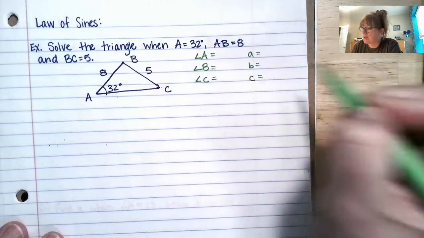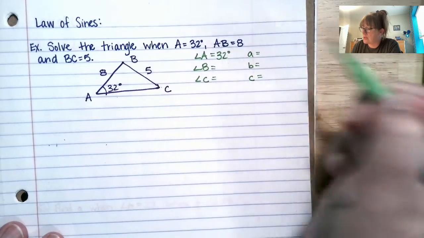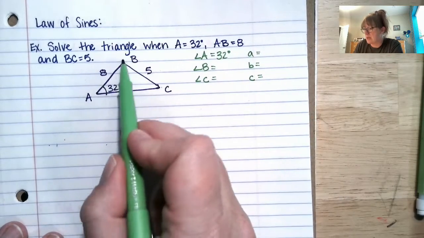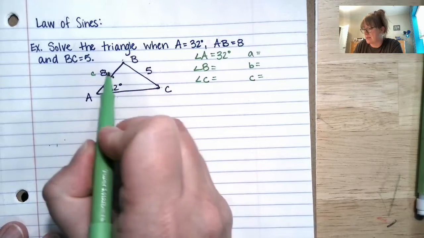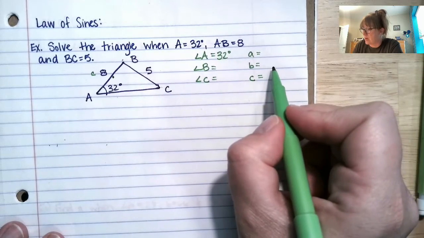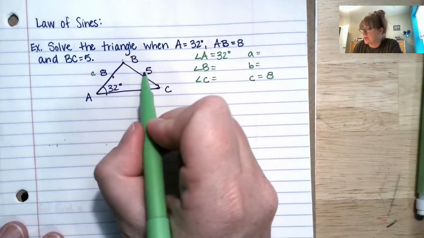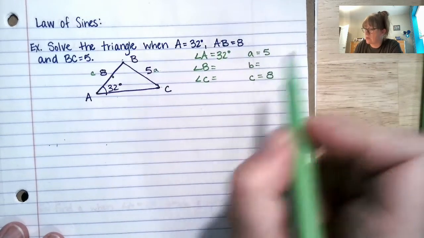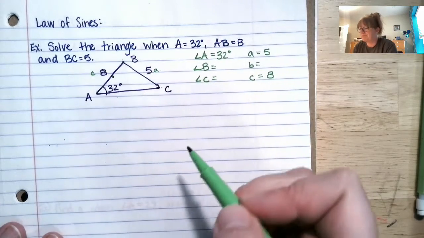3 of them are already given to us, so let's go ahead and put that in there. So we know A is 32 degrees. We don't know what B is. We don't know what C is. AB is going to be little c, right? That's going to be little c length because it's opposite of big C. AB is 8. And then we also know what this is, little a. We know little a is 5. So we need to find B, C, and little b.